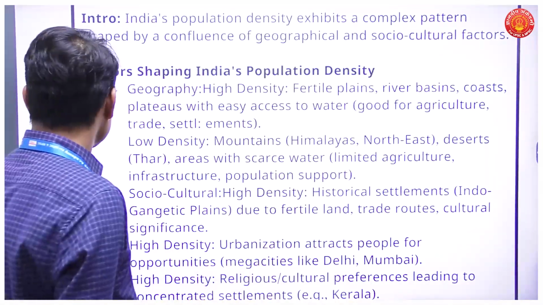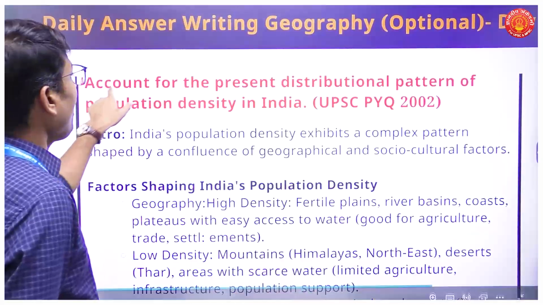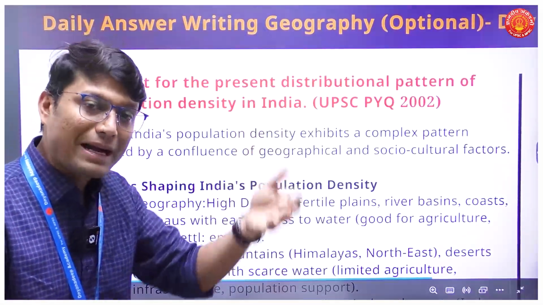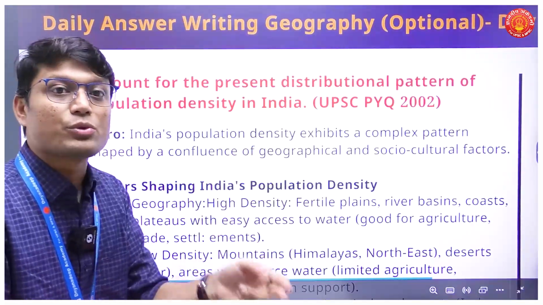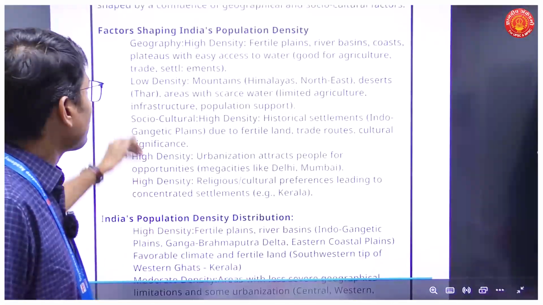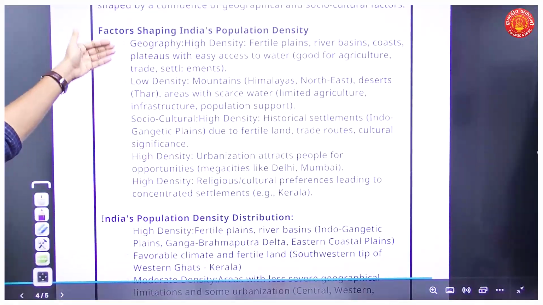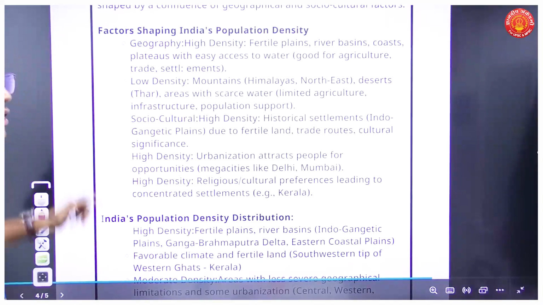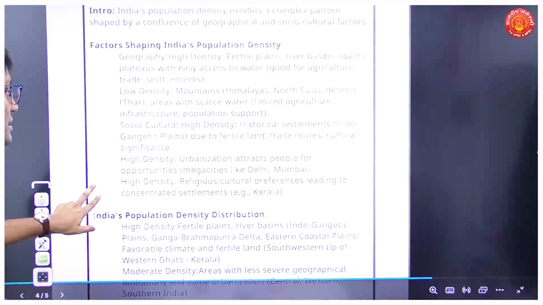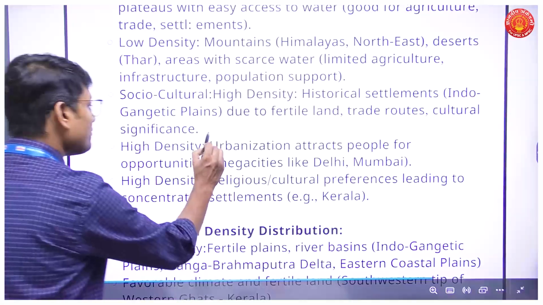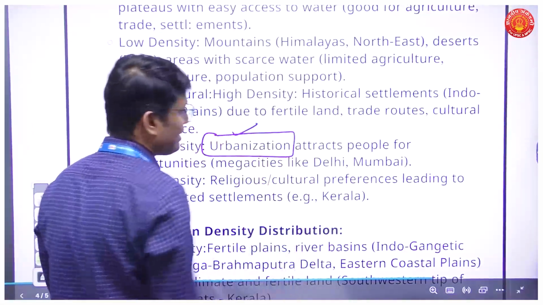Now the question was asking you to account for the present distribution. You just have to give the distribution pattern. At the same time, you are supposed to provide reasons for that distribution. So I have said distribution pattern. I have given how there are low density areas, high density areas, and what are the fundamental reasons for those low and high density areas. While I write this particular answer, I am specifically focusing on urban areas as well.